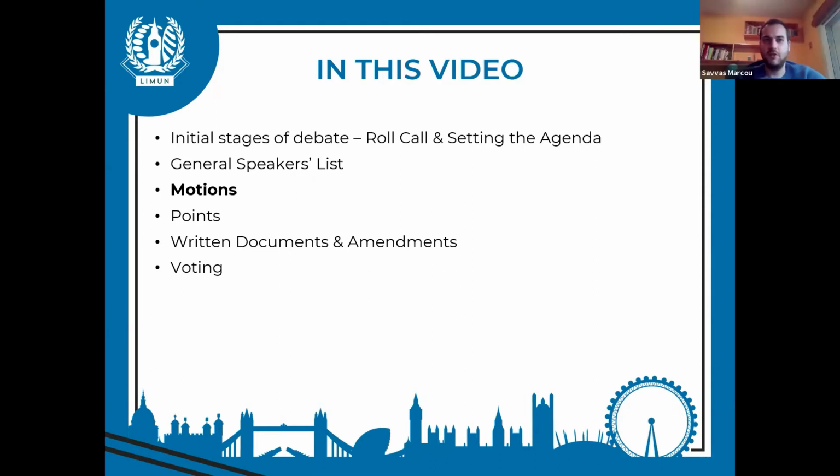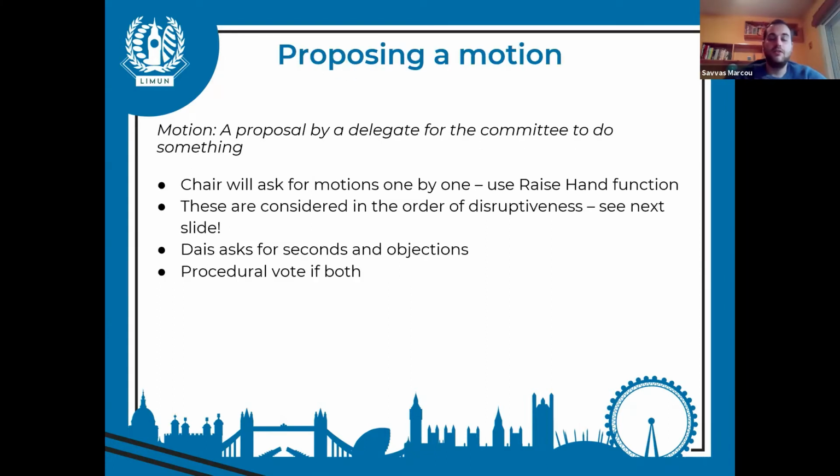Thanks, Alex. So we'll now go into the motions. So I'll first start by defining what a motion is. So in Lyman RoP, debate is controlled by motions, and a motion is simply a proposal by a delegate for the committee to do something. So they are just proposals that control the business in the committee.